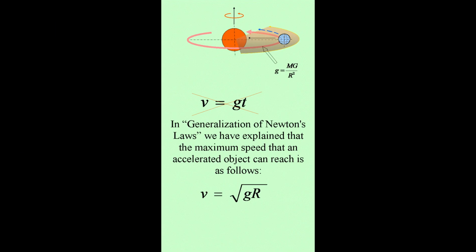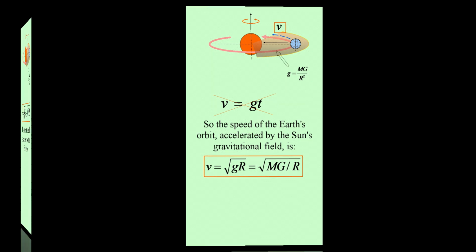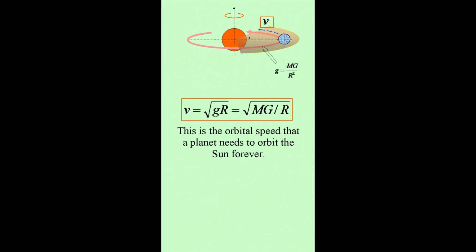In generalization of Newton's laws, we have explained that the maximum speed that an accelerated object can reach is as follows. So the speed of the Earth's orbit, accelerated by the Sun's gravitational field, is. This is the orbital speed that a planet needs to orbit the Sun forever.